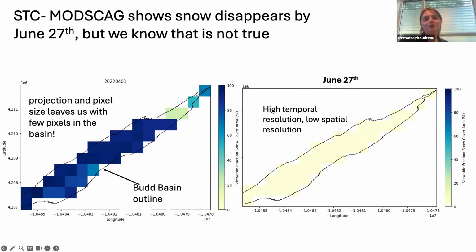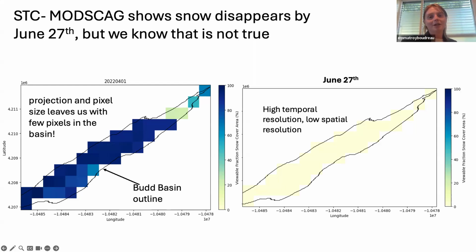And then also, if we care about late season stream flow, we care about late season snow piles, and this coarse resolution product is actually saying that we have no snow following June 27th, but we know that stream flow is lasting till about August in the basin.